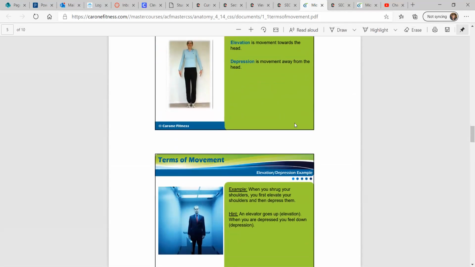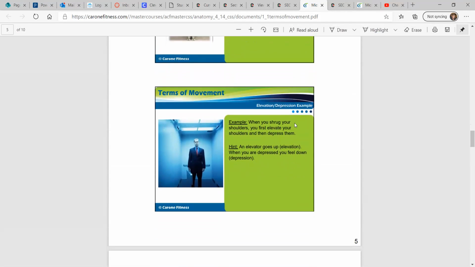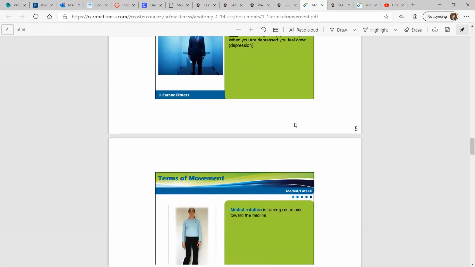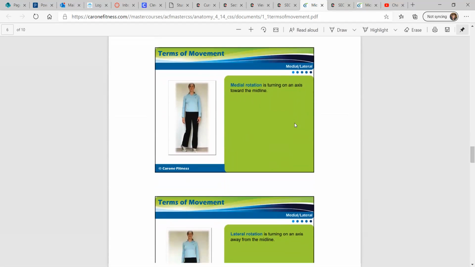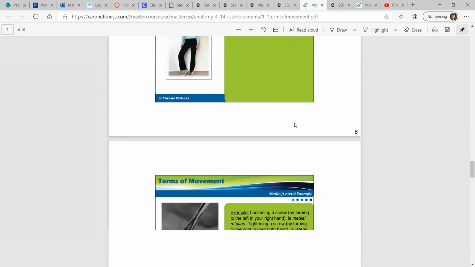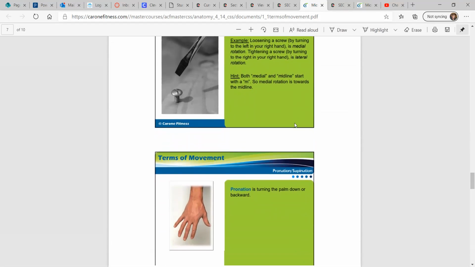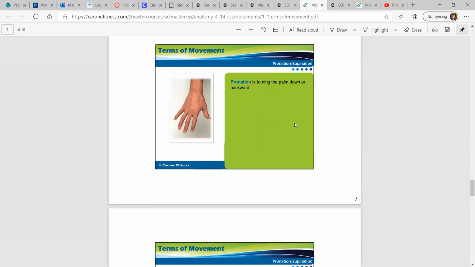Elevation, movement towards the head, depression away from the head. If you shrug your shoulders, you're elevating them, and then when you let that go, you're depressing them. Medial rotation, lateral rotation. When you're loosening a screw, that is medial rotation. Tightening a screw by turning to the right in your right hand, that is lateral rotation. Both medial and midline start with an M. So medial rotation means towards the midline.